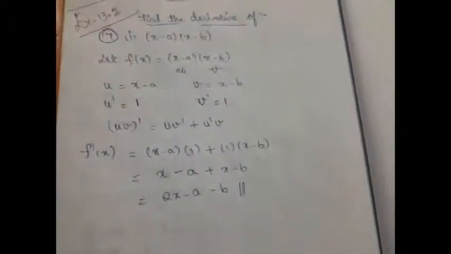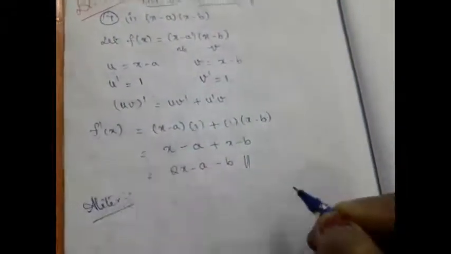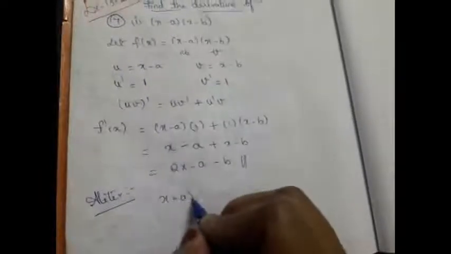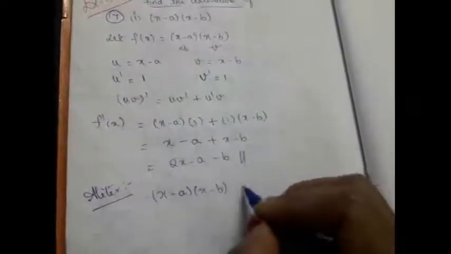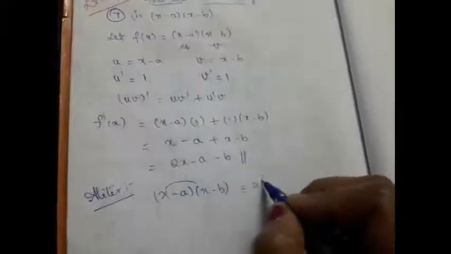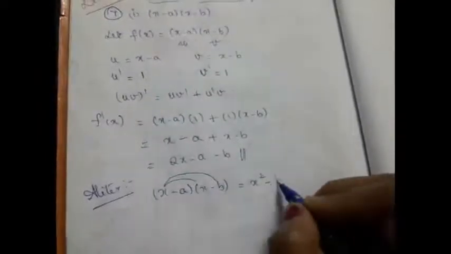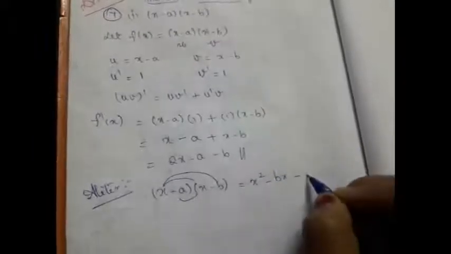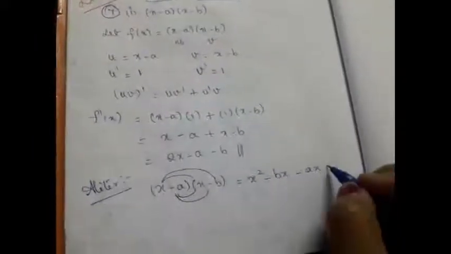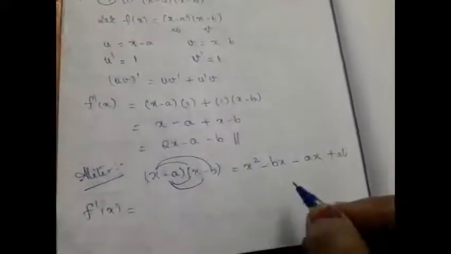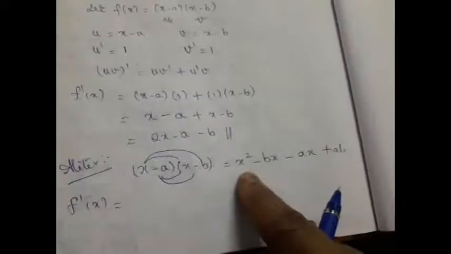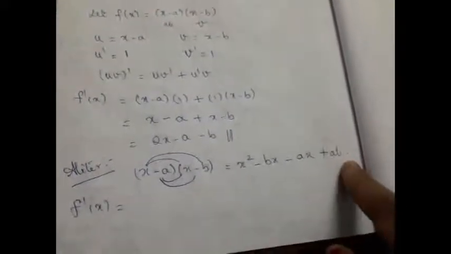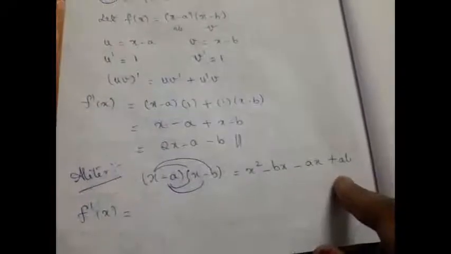So you can solve this problem using the product rule like this, or else you can multiply. Let me show you how to solve the problem without using the product rule. In the initial step itself you can multiply and make it a polynomial. x into x is x square, minus bx, minus ax, minus into minus is plus ab. Now let us find f dash of x. f dash of x is going to be, now we can apply the algebra of derivatives here because it is a sum and difference of terms.